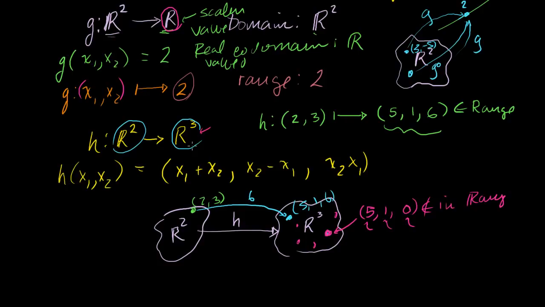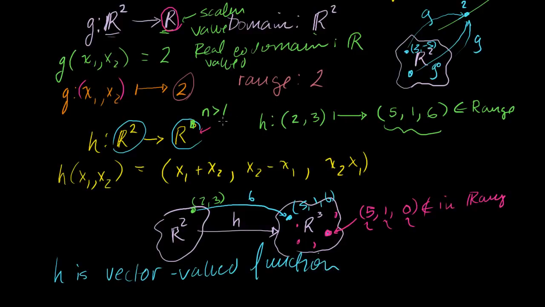Now, the functions that map to spaces or subspaces that have more than one dimension. So if you map to R or any subset of R, you have a real valued function or a scalar valued function. If you map to Rn, where n is greater than 1, so if you map to R2, R3, R4, R100, you're then dealing with a vector valued function. So this last function that I defined over here, h, is a vector valued function.